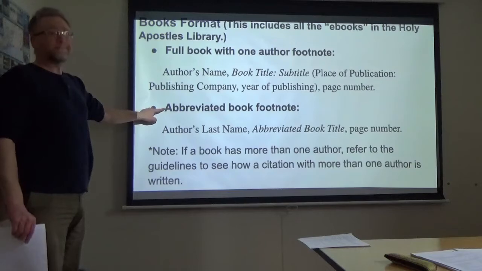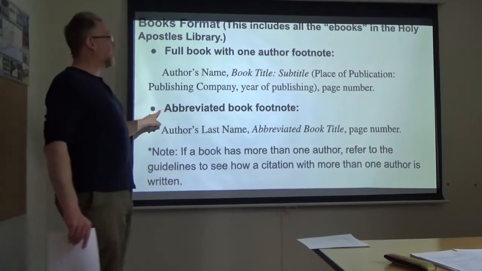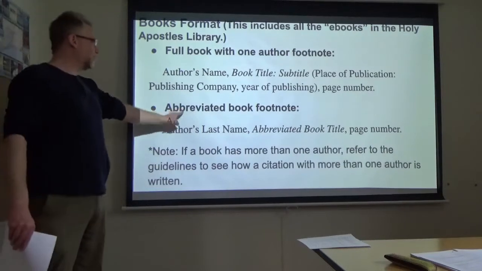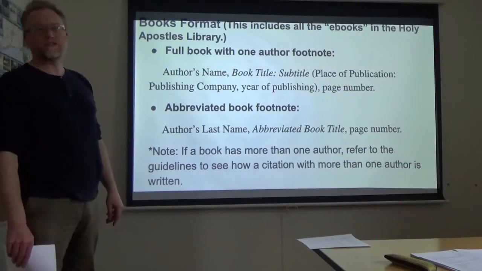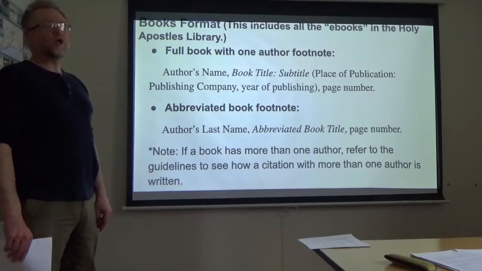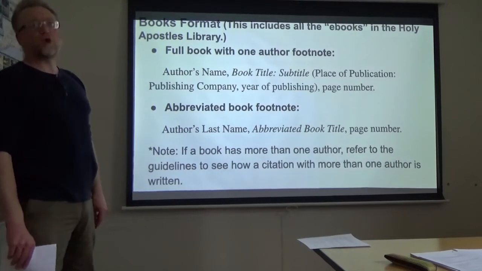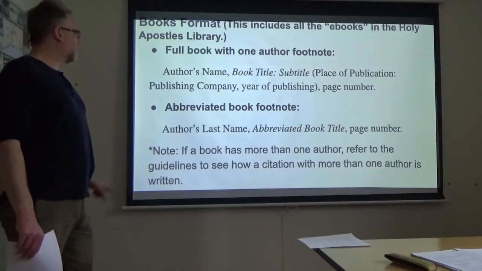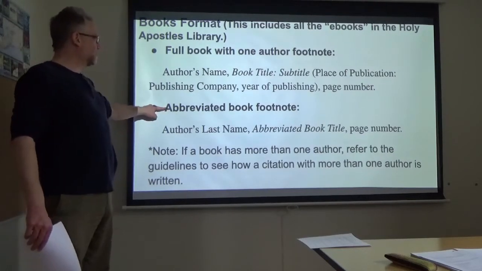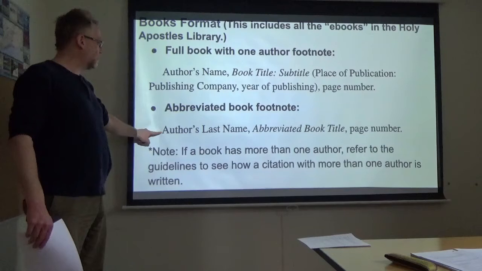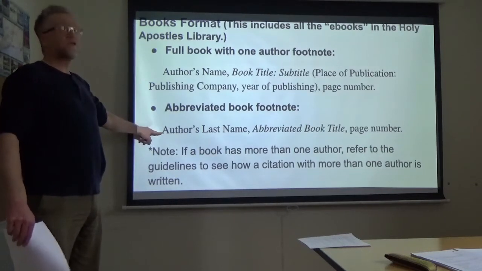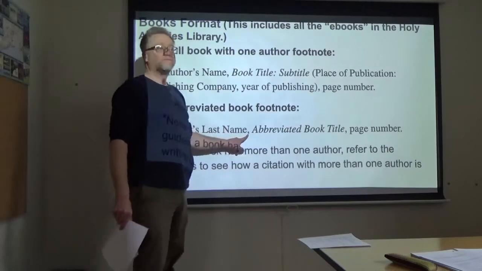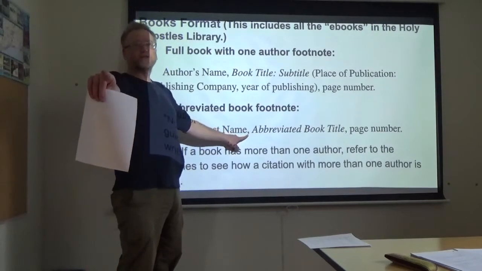you do the abbreviated book footnote, which is, what does abbreviated mean? What does that mean? Shortened. Good. Yeah, it means shortened. It's short. So, in the abbreviated footnote for a book with one author, what do you use? Last name. Then what? Comma. Now pay attention.